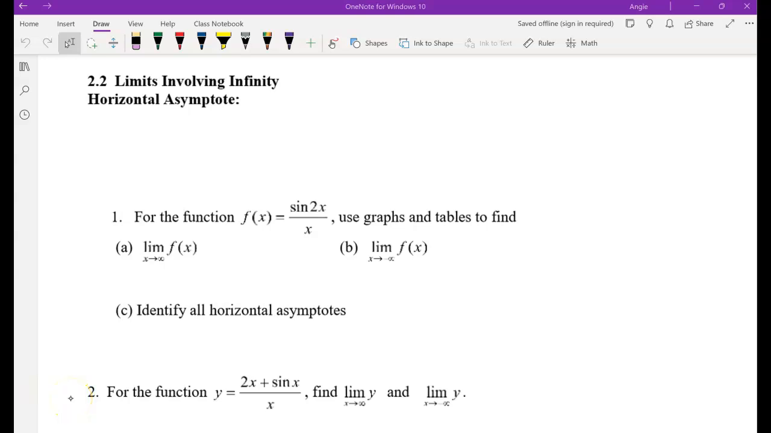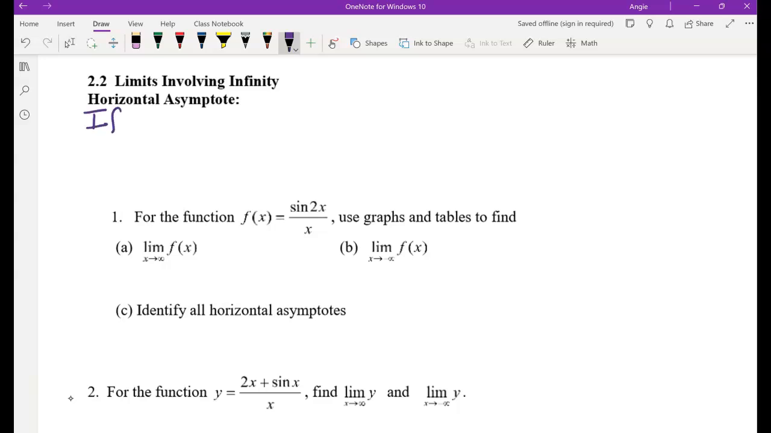All right, guys, so 2.2 states limits involving infinity. So our first definition is the horizontal asymptote, which we already studied in Algebra 2. Let's start with the definition.